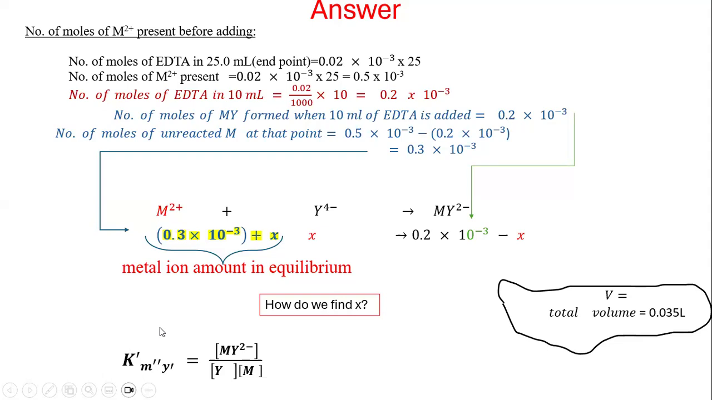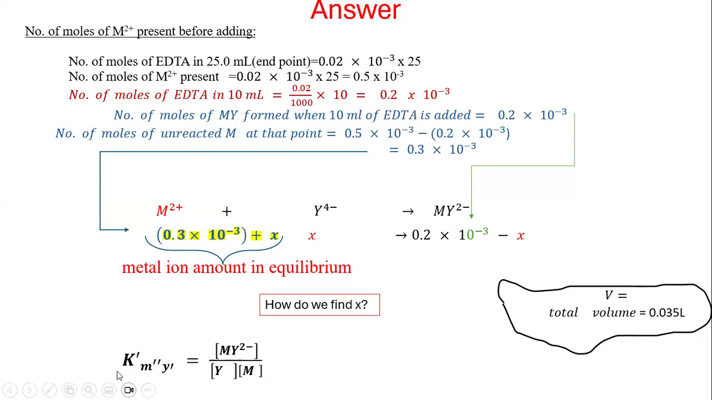Yes, madam. Okay, so now in the question, we are asking about the M that is in equilibrium, this M. If you know K'MY', if you know the MY2- produced, and if you know the amount of Y, then it's very easy to calculate M. So now, how are we going to find this out?